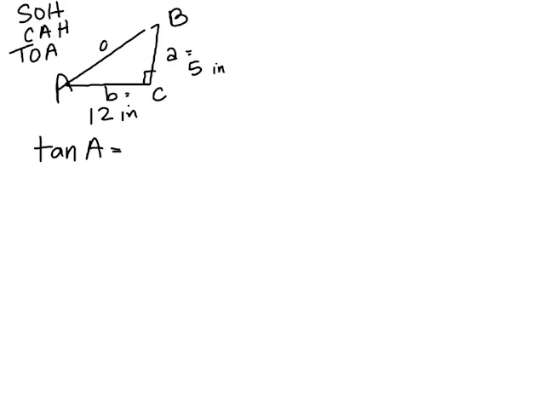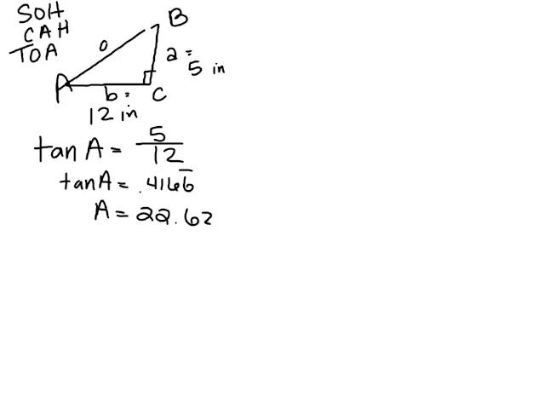So tangent equals opposite over adjacent. So opposite of angle A is my 5-inch side, and adjacent to angle A, a 12-inch side. So the tangent of angle A equals 0.4166. So then second function, tangent, A equals, let's say 22.62 degrees.